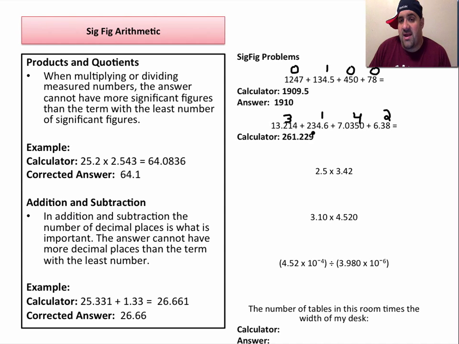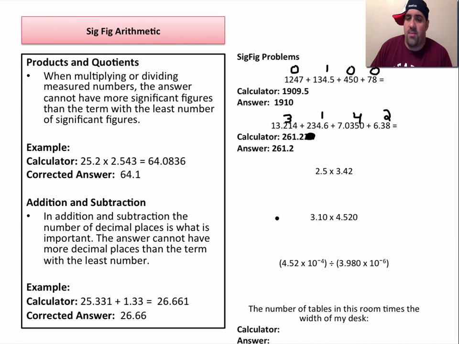We have to essentially cut this off. So 261.2 is your final answer to that question. So it's the same for addition and subtraction. It is the number of decimal places that is the most important.